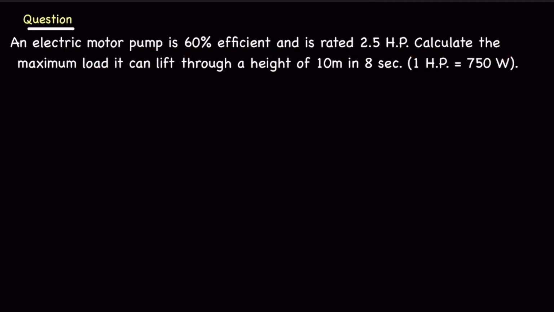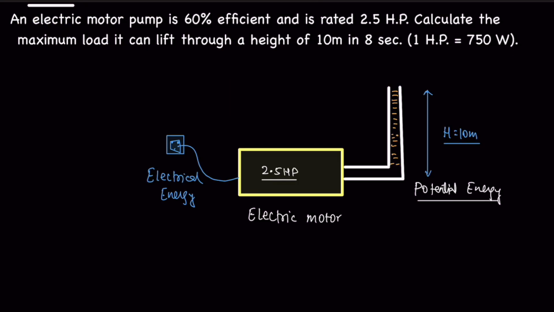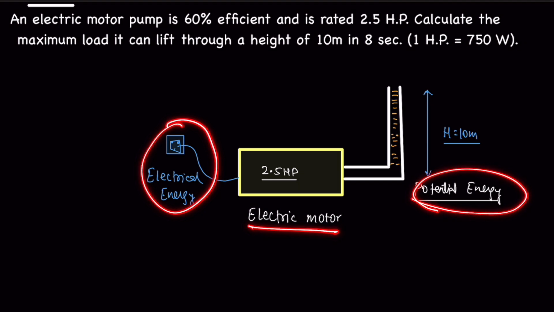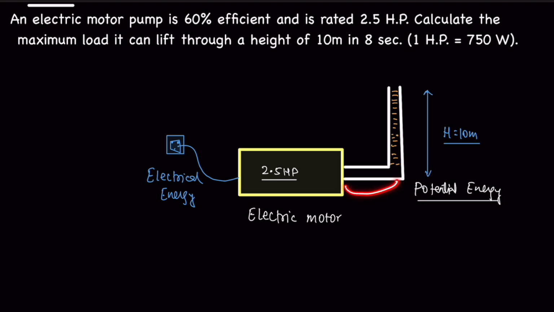So if you understand this question with a figure, as you see in this figure, here we have an electric motor, and this electric motor is taking electrical energy, and this electrical energy is converted to potential energy. So when this electric motor is taking the electrical energy, this motor requires some power. And then when it is producing the potential energy, this electric motor also needs some power. So we can say that we have two different types of power.